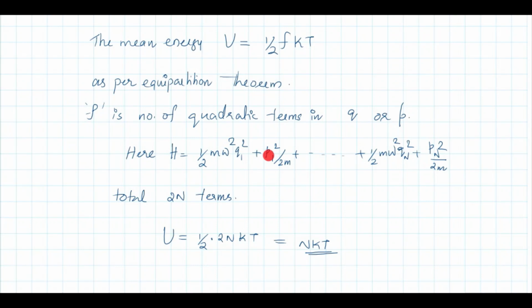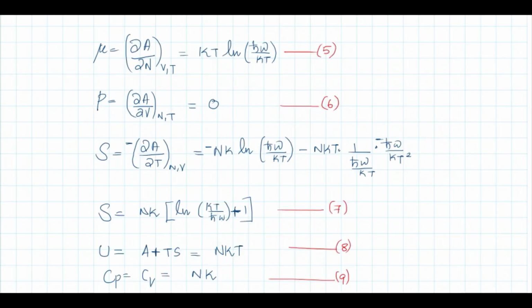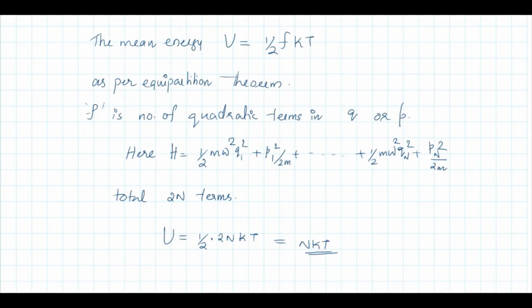1 plus 1, 2. Two for each oscillator. There are N oscillators, so there are a total of 2N quadratic terms. So replace this f with 2N, then you will get again NkT. So this result is consistent with this. Okay, U is equal to NkT. This result we can also obtain from the equipartition theorem.